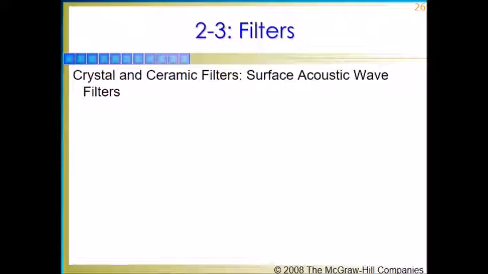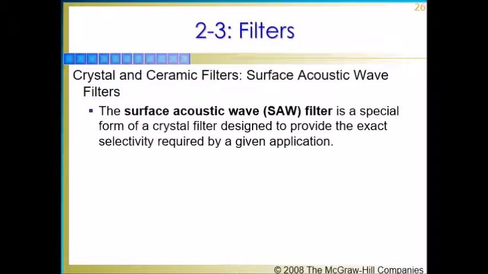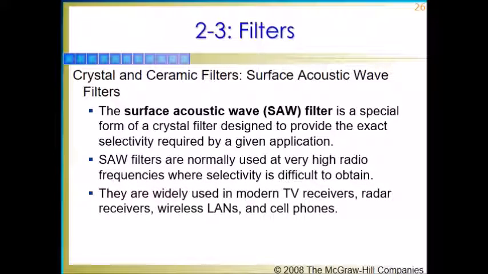Crystal and ceramic filters. The surface acoustic wave filters. The surface acoustic wave or SAW filter is a special form of crystal filter designed to provide the exact selectivity required by a given application. SAW filters are normally used at very high radio frequencies where selectivity is difficult to obtain. They are widely used in modern TV receivers, radar receivers, wireless LANs, and cell phones.